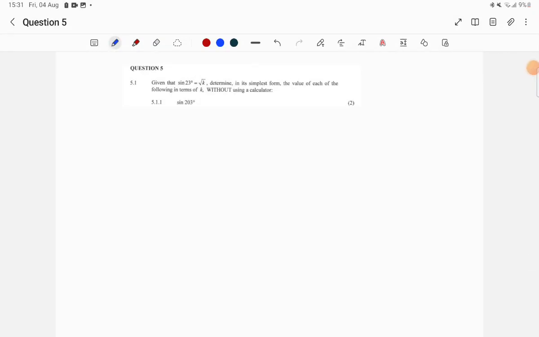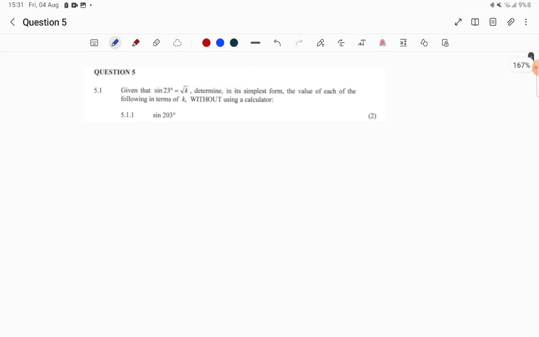Question 5. Given that sine 23 degrees is equal to root k, determine in its simplest form the value of each of the following in terms of k without using a calculator. So, firstly, let's go ahead and draw our diagram first. So here, we draw a diagram which we'll use for all of these questions.